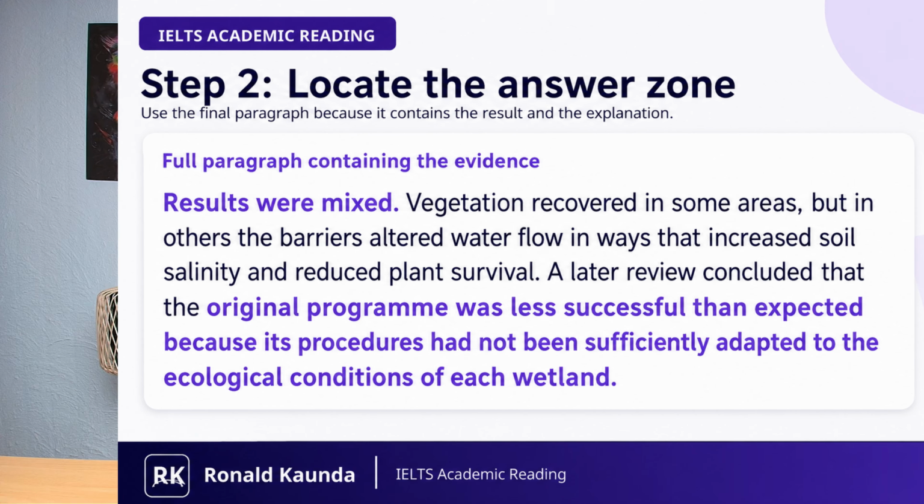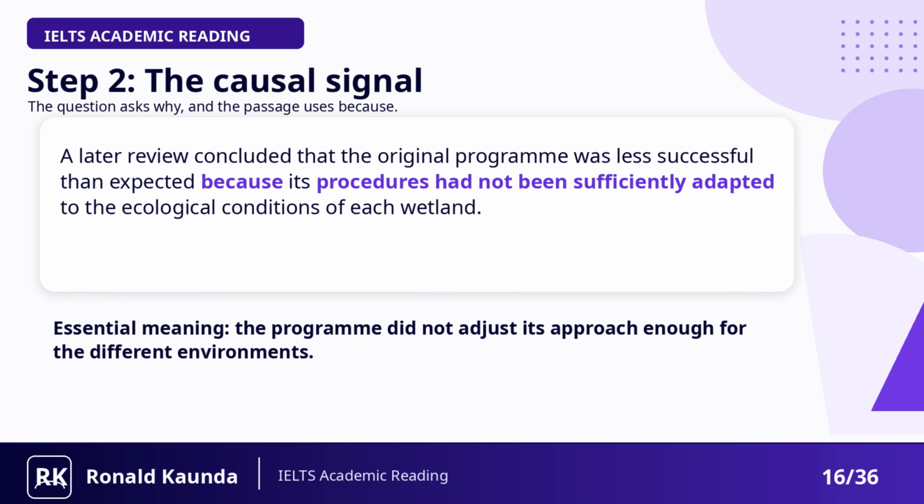This is our answer zone. Notice the word because. The question asks why, and the passage uses because to introduce the explanation. Let us reduce the sentence to its essential meaning. The program was less successful because its procedures were not sufficiently adapted to the conditions of each wetland. In simple terms, the program did not adjust its approach enough to different environments. Now that we have located the evidence, let us move to the third step and compare the closest answers directly.